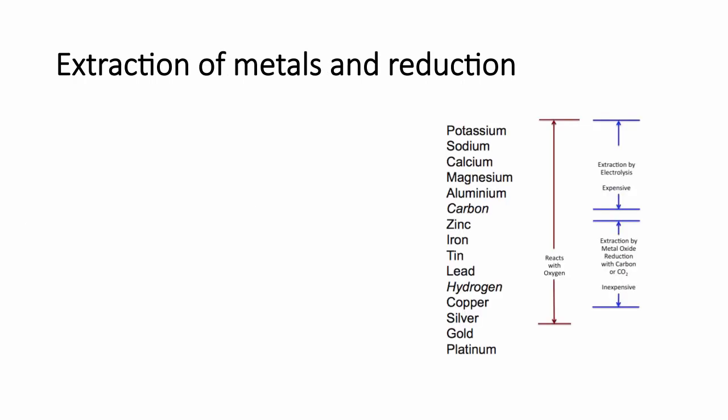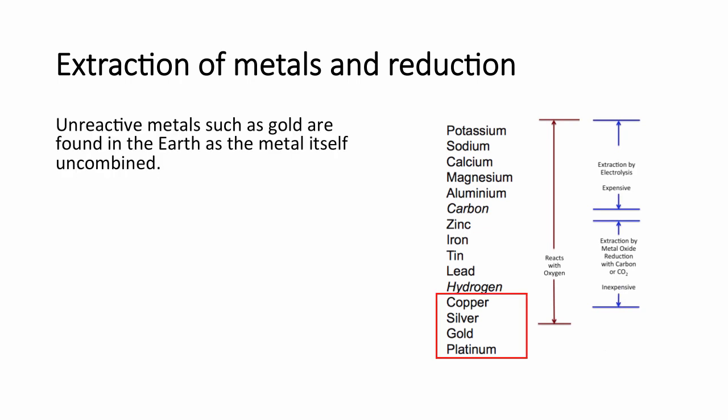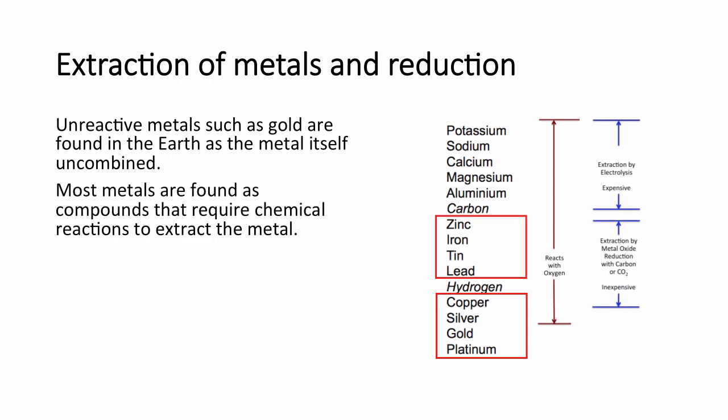Extraction of metals and reduction. Unreactive metals, such as gold, are found in the earth as the metal itself, uncombined with oxygen. Most metals are found as compounds that require chemical reactions to extract the metal from the metal oxide.